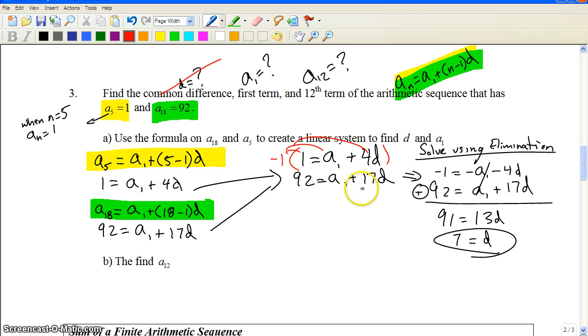Okay, how do we find the other one? How do we find a sub 1? What do we do? Take that value, put it in for d, and solve it for a sub 1. Because we're just solving a system, which is something we are fluent with since Algebra 1. So the math itself shouldn't be a struggle.